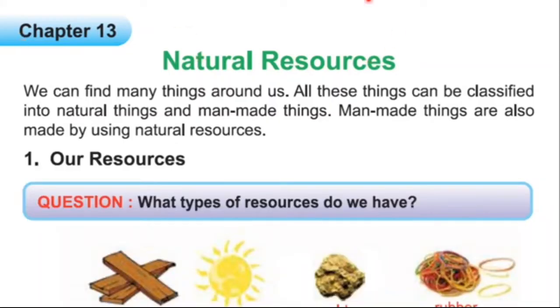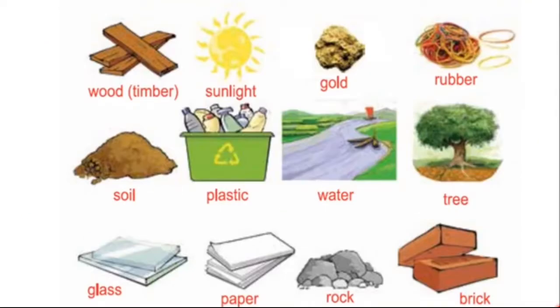Chapter 13, Natural Resources. We can find many things around us. All these things can be classified into natural things and man-made things. Man-made things are also made by using natural resources. What types of resources do we have? Dear students, look at the picture. Here are some resources. Some of them are natural and some of them are man-made. Now, find yourself which are natural and which are man-made.